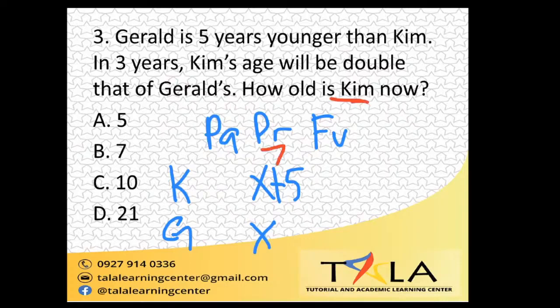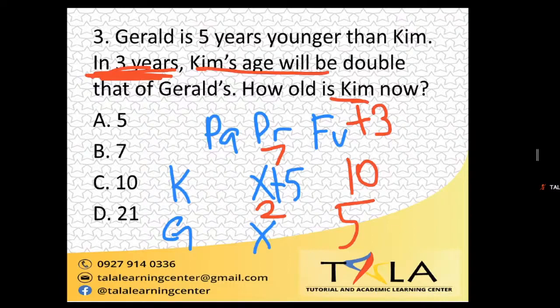2. Tama ba ako? Now, sabi, in 3 years, o tignan natin, ilang taon si Kim in 3 years. So, mag-add ka ng 3. 7 plus 3, that's 10. And then si Gerald, 2 plus 3, that's 5. Yung edad ba ni Kim, doble ba nung edad ni Gerald? Is 10 double of 5? Yes. So, ibig sabihin, tama yung sagot natin na ang B, 7.